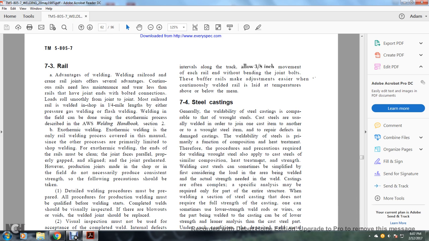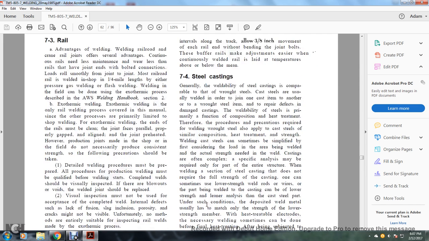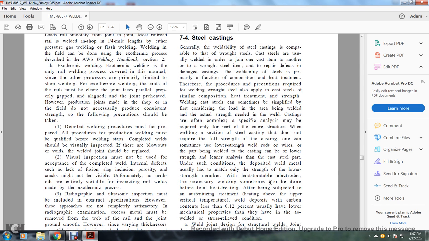Selection of composition, heat treatment, and strength of welded castings can sometimes be simplified by first considering the load in the area being welded, and often the actual strength needed in the weld. Castings are often complex. Special analysis may be required only on part of the entire structure, when welding of a section of the steel casting does not require the full strength of the casting. One can sometimes use lower strength welding rods or wires, or other parts being welded to the casting can be lower strength than the cast steel part. Under such conditions, the deposited weld metal usually matches only the strength of the lower strength member.